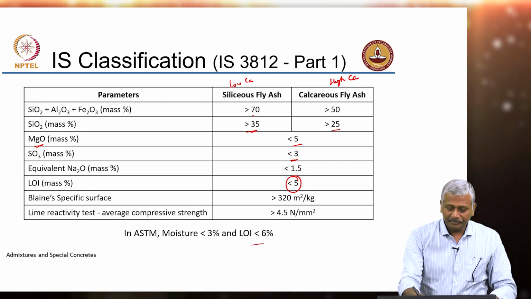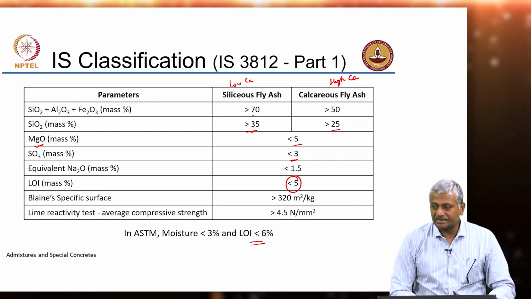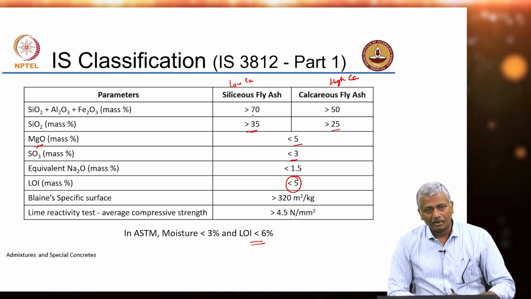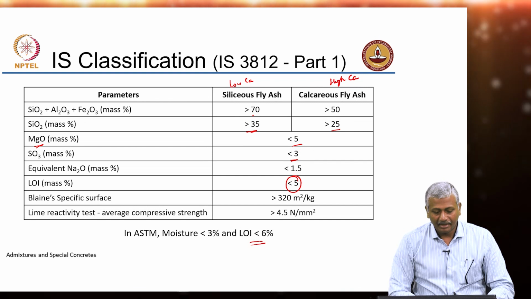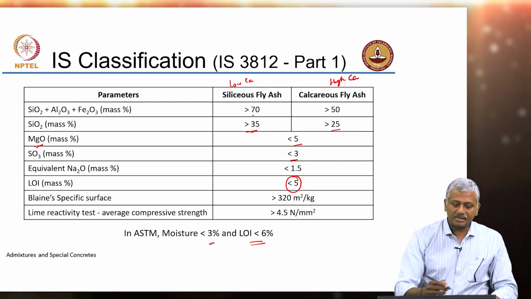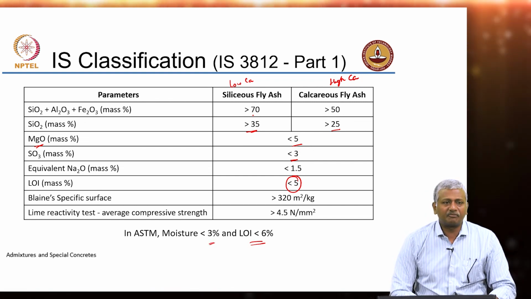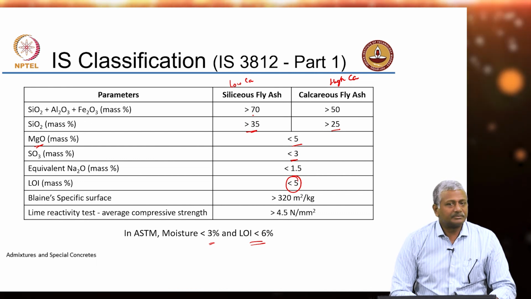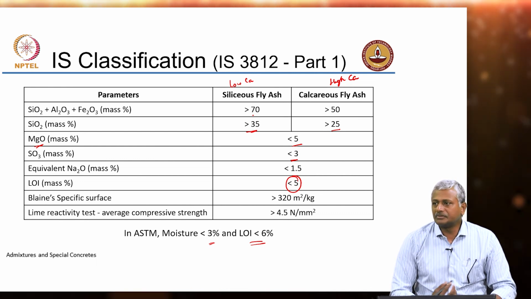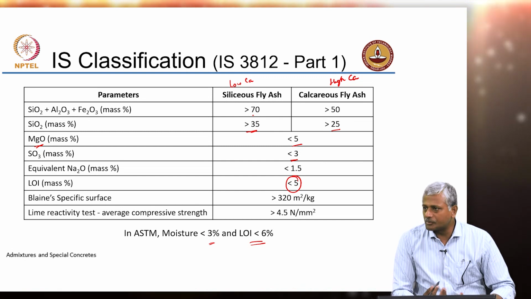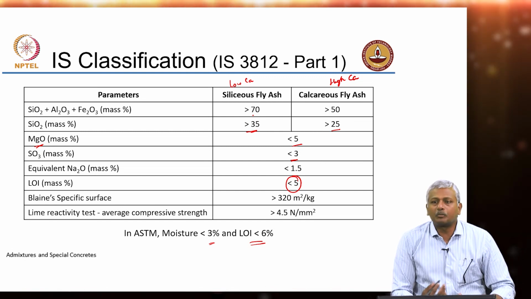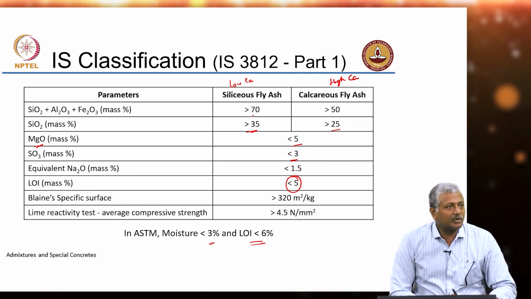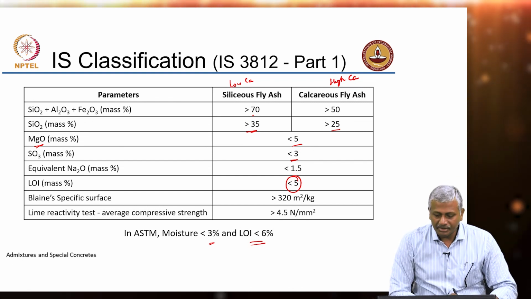In ASTM, they specify LOI as less than 6%, so they give a little bit more leeway for the fly ash, and moisture content is less than 3%. Where does moisture come from in fly ash? It is a fine material, during storage it may absorb some moisture, right. That moisture should not be more than 3% when you are actually using fly ash.